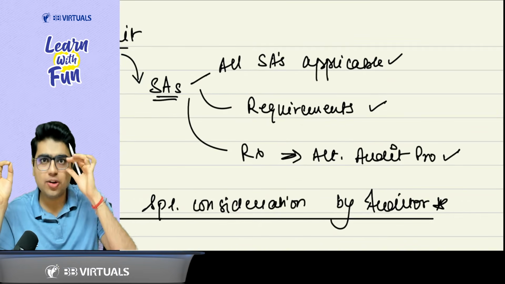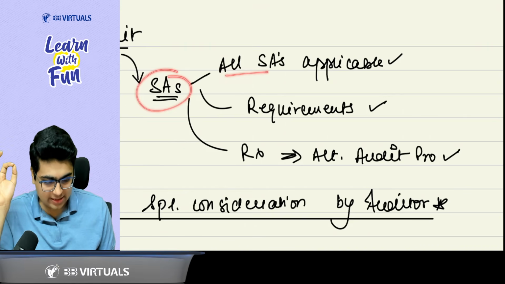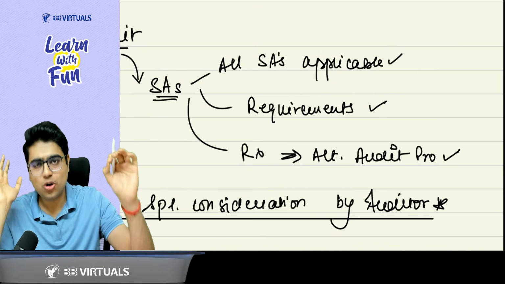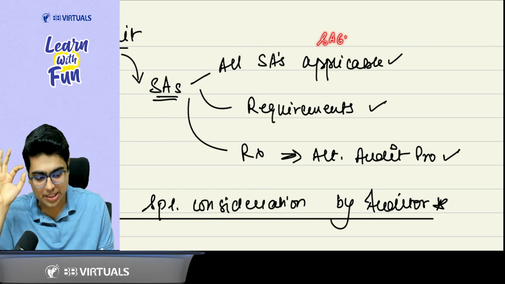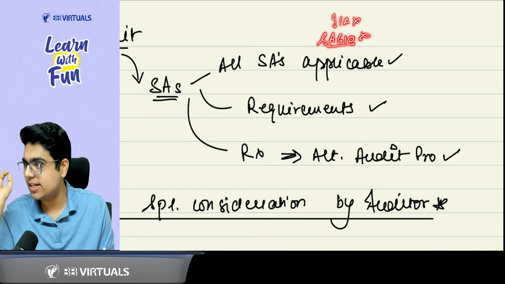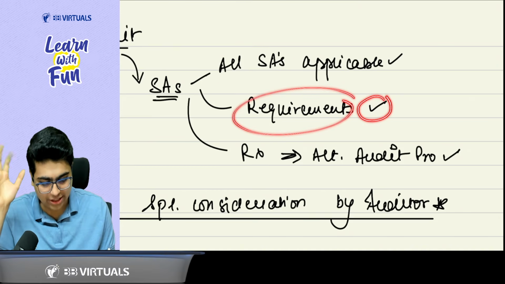Now coming to the next part, planning and performing the audit. In this, let's first revise the basics. As per standards on auditing, all the standards which are applicable to the entity, they should be complied with. You should follow all the standards which are applicable. Got it, sir? If a standard is not applicable, let's say SA 610, there is no internal auditor, so SA 610 not applicable. Don't need to follow it. Then you need to follow all the relevant requirements.